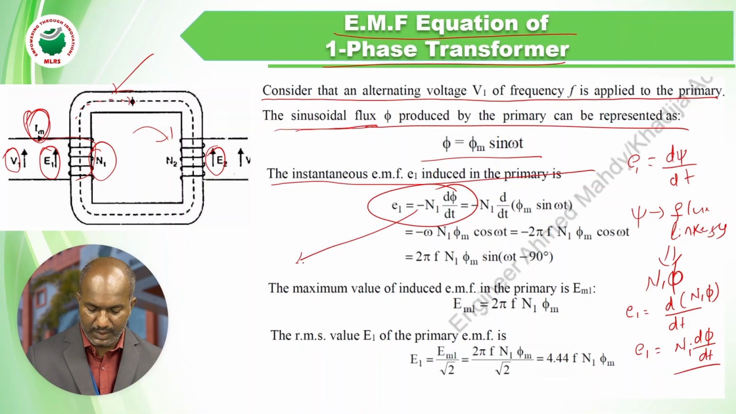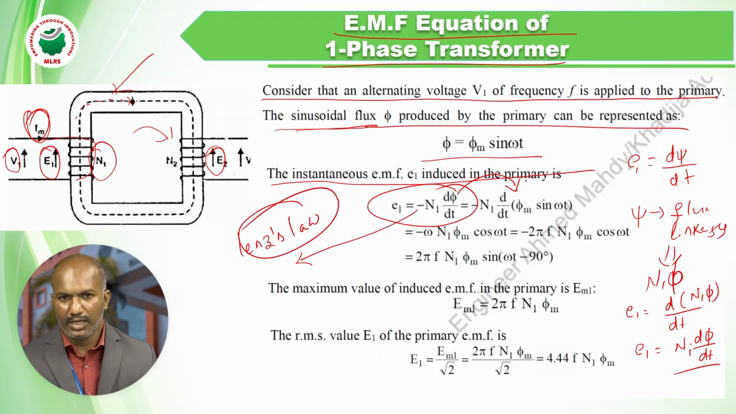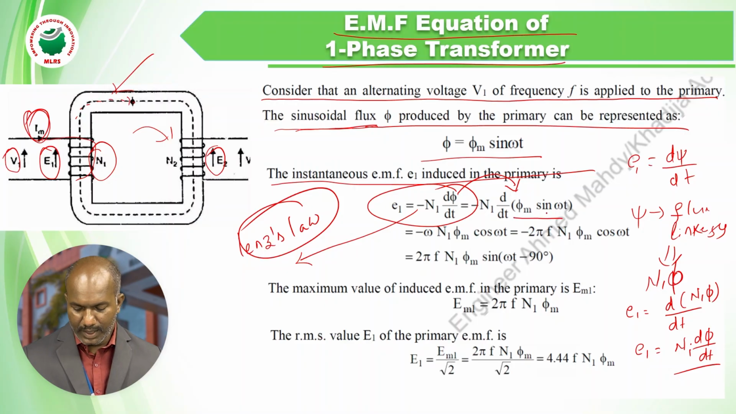Here I have placed a negative sign. This negative sign is due to Lenz's law. I will come to this Lenz's law later. But the induced EMF is given by N1 into dphi by dt. We know that the flux is given by phi m sin omega t. So phi is equal to phi m sin omega t. Now we take the derivative of this: the derivative of sin is cos omega t, into omega. So the equation becomes minus omega into N1 into phi m into cos omega t.